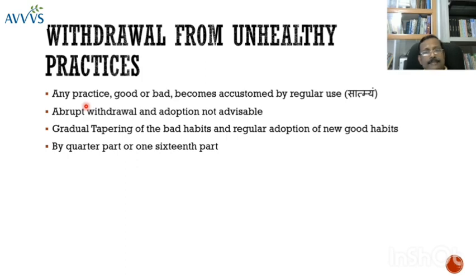And there is another area in this chapter that is called Satmyam. Satmyam is a practice, any practice, that can be a dietary practice or a lifestyle practice, anything, good or bad, that becomes accustomed by regular use. For example, it's like smoking. Smoking is a bad habit, but it becomes accustomed by regular use.